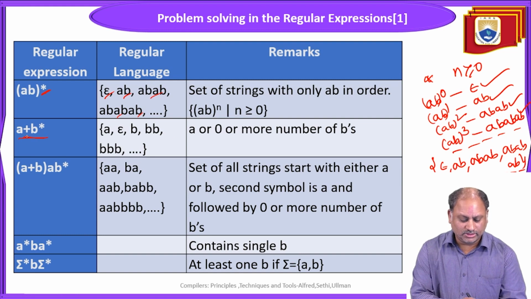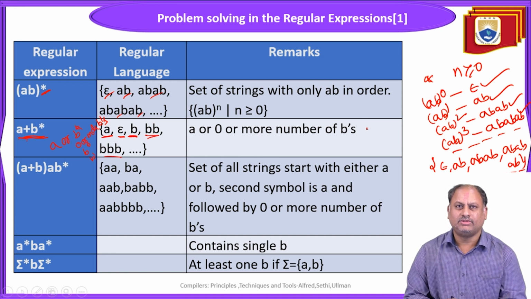Whereas A plus B star means either A or B star. Plus indicates or, and B star indicates zero or more B's. Zero or more B's means B power n, n greater than or equal to 0. So B power 0, B power 1, one B, two B's, three B's, four B's, like this.